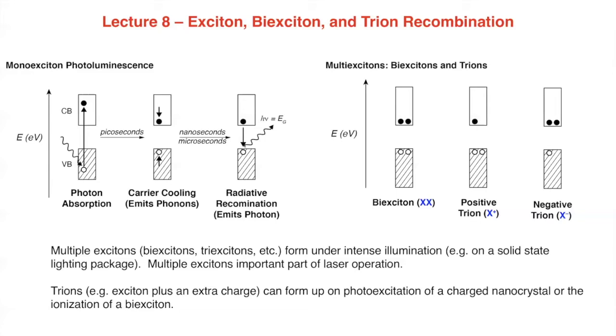Another kind of multiple exciton is a positive trion or a negative trion, and this can result when you have a nanocrystal that has an extra charge, and then you photoexcite it. Now you have 3 charges, and this photoexcited electron has 2 ways to recombine, or this pair of photoexcited electrons can recombine. Either one can recombine. So positive trions and negative trions form, and their recombination is different than a monoexciton. Okay, and all of those species are really very important to the behavior of nanocrystal quantum dots.